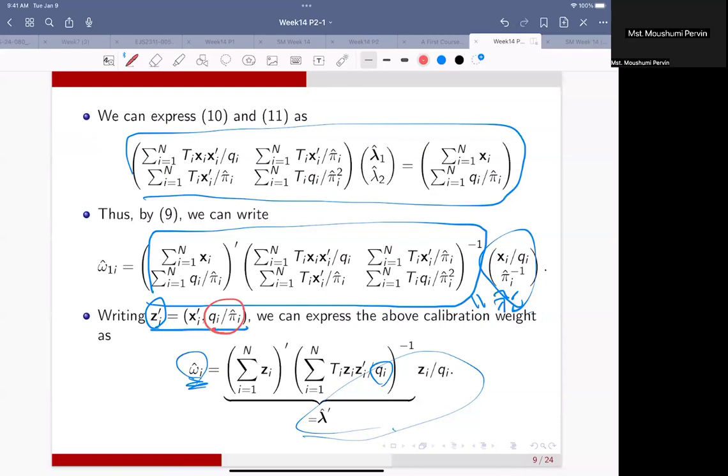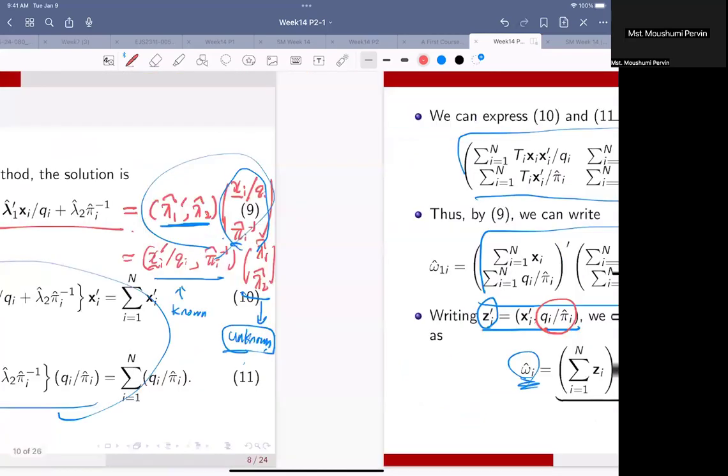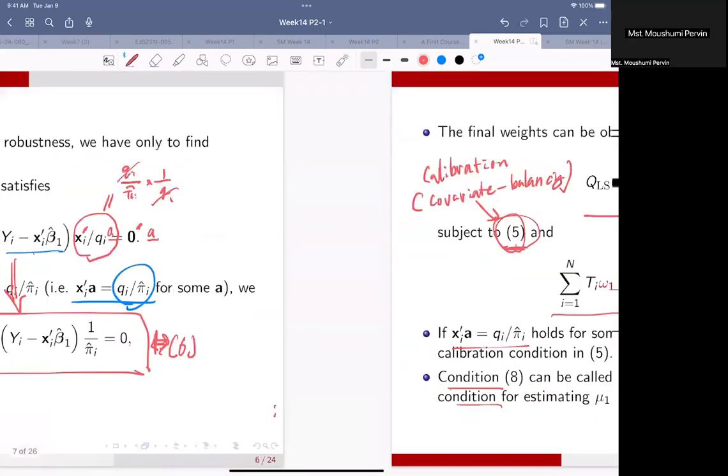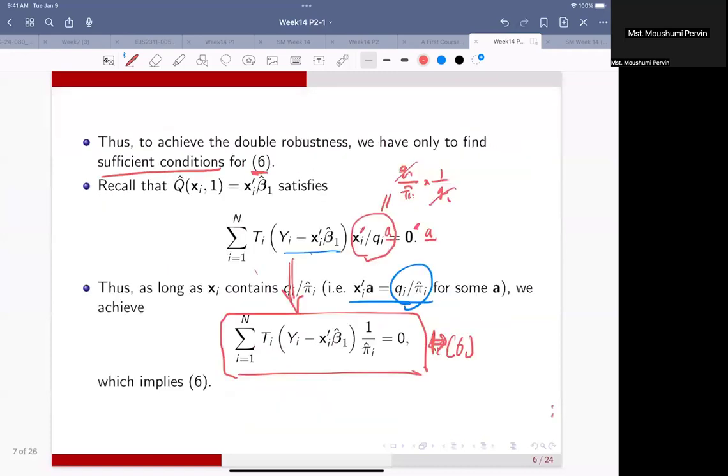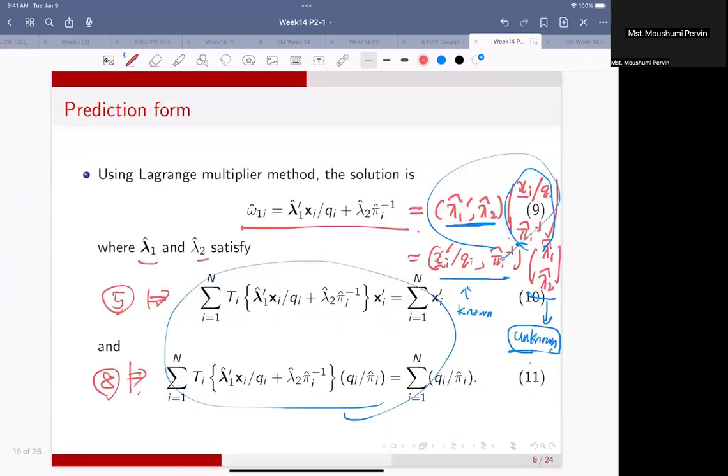And why do we include this term? Because we want to achieve some nice property, which is that the bias correction term is equal to 0. That's right. Because we want to achieve this one, so that is what I'm going to show.